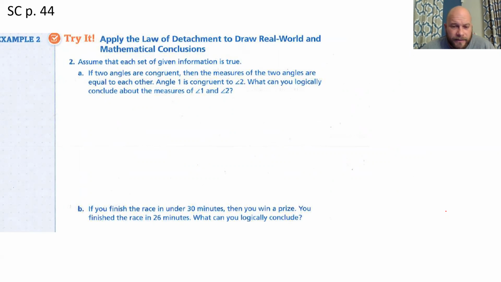Let's go down there to B first. I think B is going to be the one that you guys understand better. If you finish the race under 30 minutes, then you will win a prize. You finish the race in 26 minutes, which means you've finished in less than 30 minutes. So you should earn a prize.